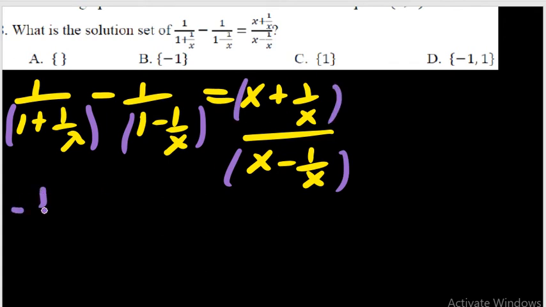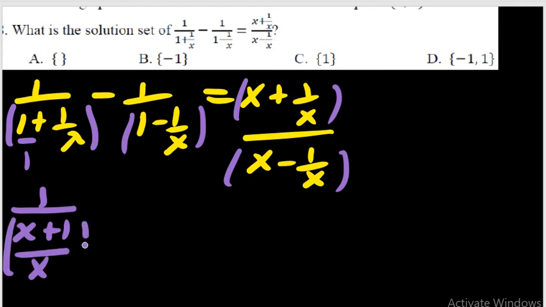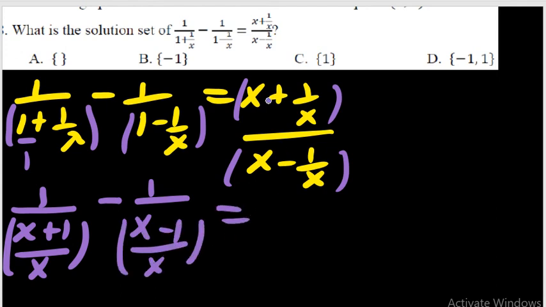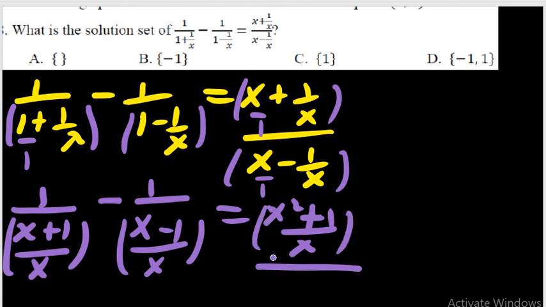When you do it, it will be 1 over, here by crisscross you can't do anything, x plus 1 over x. This is the denominator. Minus, here also, 1 over x minus 1 over x. This is also a denominator. Is equal to, here also by crisscross, it means over 1. This is over 1. It's going to be x squared plus 1 over x. This is the numerator, the whole over the denominator part.